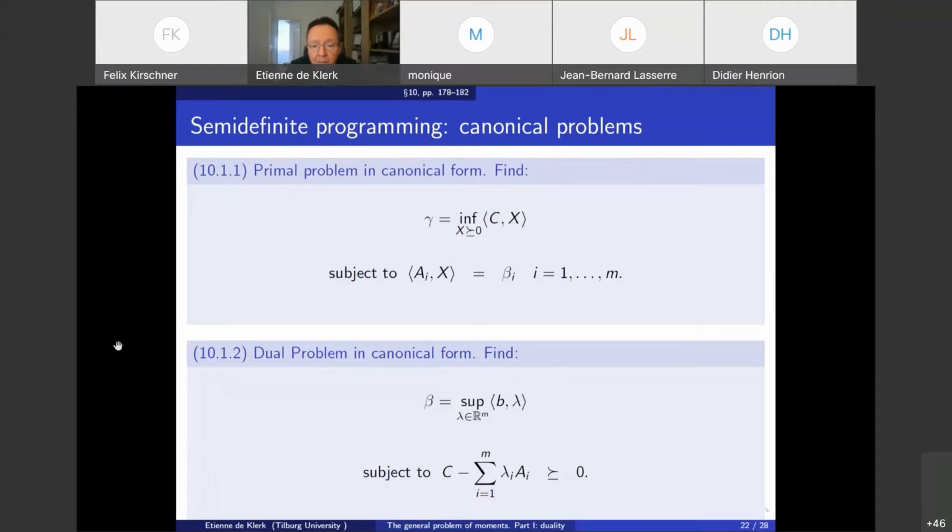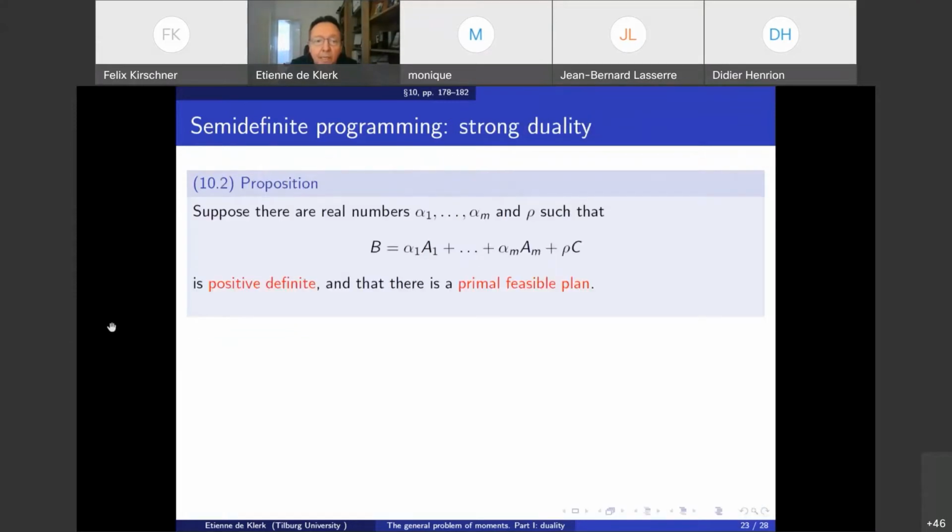Okay, so I think many of us are familiar. We call this a standard form semi-definite program, primal, and we call this a standard form dual. And then just now, I want to understand what the sufficient condition in our strong duality theorem says for our semi-definite programming problems. So here is the answer.